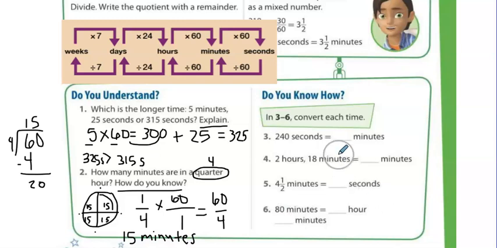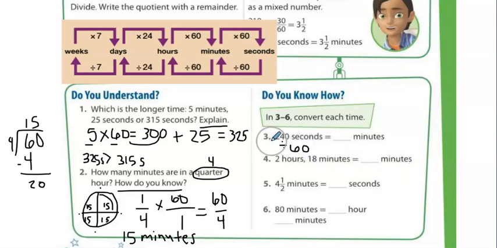All right. So going over to number 3, we're going from seconds to minutes. So we're going to be going from here back to minutes, which means that we want to divide by 60. In order to figure this out, we're going to be taking 240 and dividing by 60.